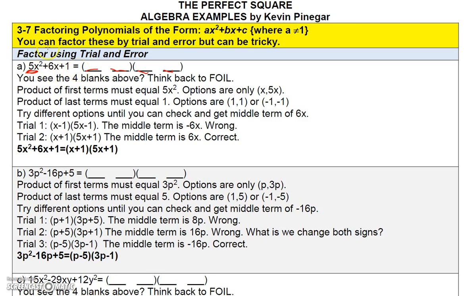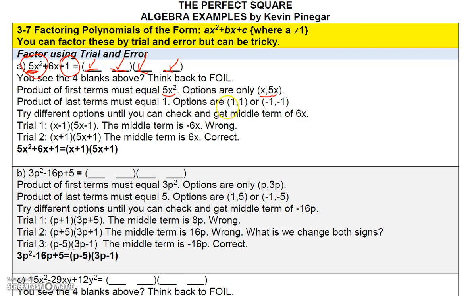So I want you to think back to FOIL. If you were to put some terms in here in FOIL, you know that these first terms, whatever you put here and here, their product has to equal the 5x squared. And then the last terms, whatever you put here and here, their product has to equal the third term, the 1. So the product of the first terms must equal 5x squared, so the only option there is x and 5x. So we'll just keep that for now. And then the product of the last terms must equal 1.